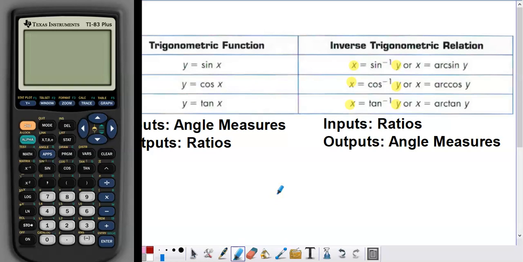Eventually, we'll talk about what's known as a principal value. And hopefully by the end of this little sequence, we'll be pretty comfortable with what's going on with the inverse trig that we're introducing.